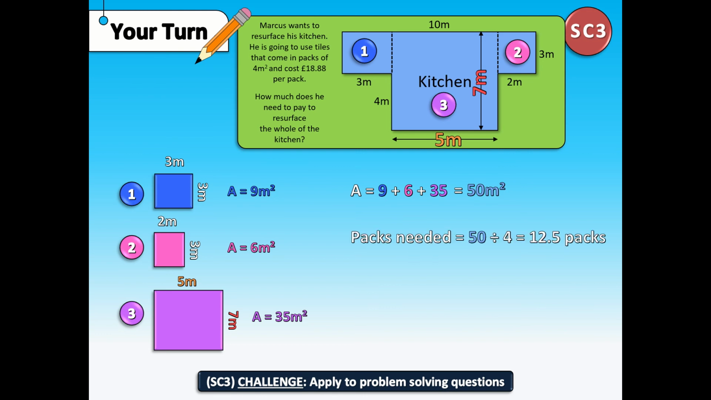Now each pack of tiles covers 4 square meters, so we're going to need 12.5 packs. We can't buy half a pack, so we're going to need to buy 13 packs. And each pack costs £18.80, so the total cost of 13 packs will be £245.55.